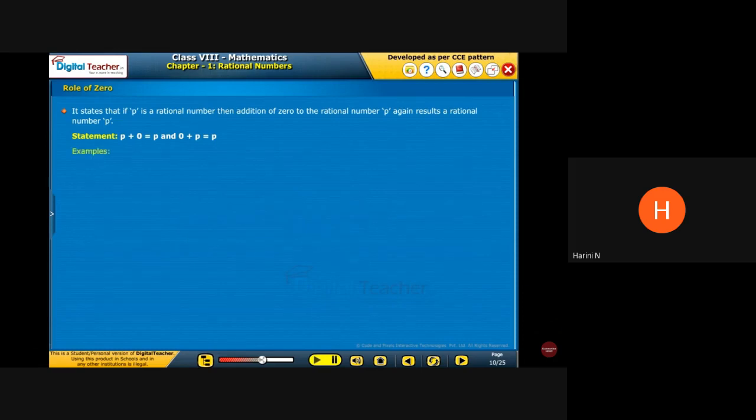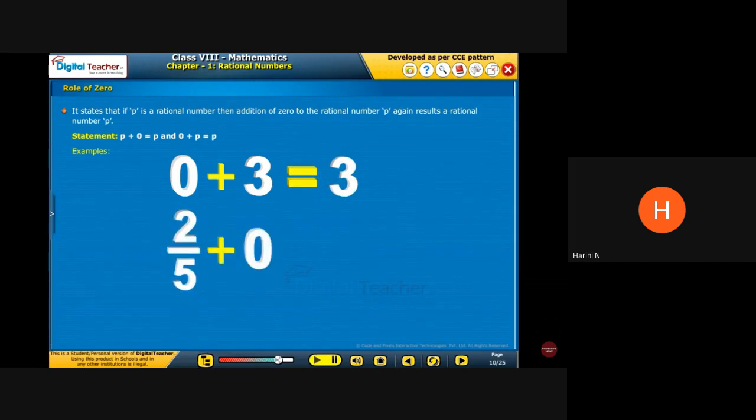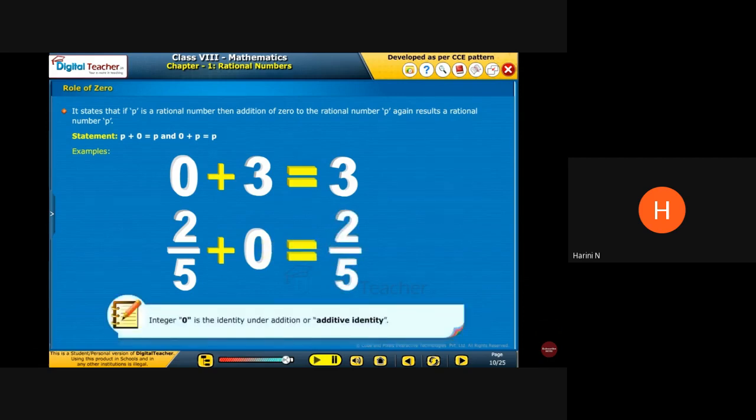For example, when we add 0 and 3, we obtain 3 as result. And also when we add 2 by 5 and 0, we again get the number 2 by 5. Note: integer 0 is the identity under addition or additive identity.